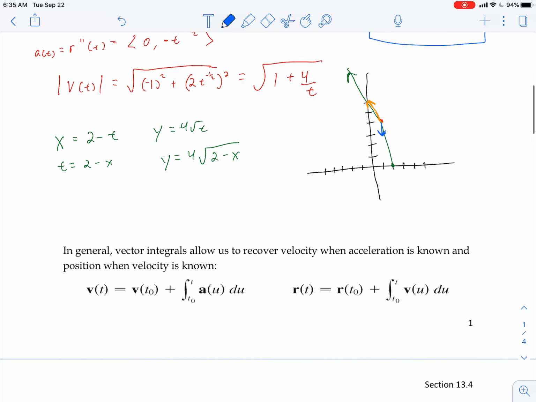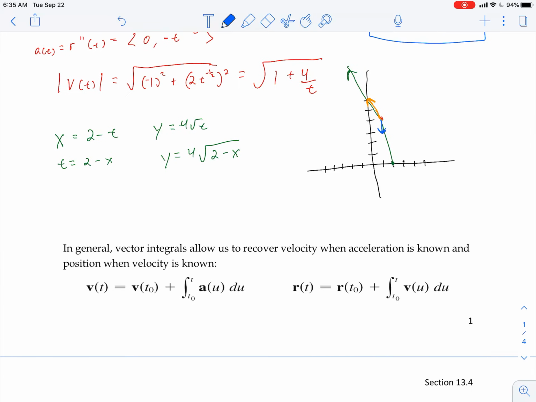All right, the last thing is, in general, when we're doing vector integrals, it allows us to recover velocity and position from known acceleration. When a velocity is known and a position is known, we can get back to the original position vector. And so again, that's really similar to finding back the original function in Calc 1 and Calc 2.